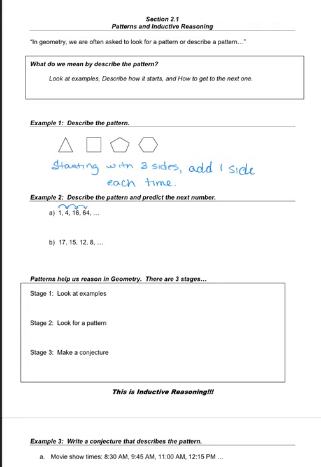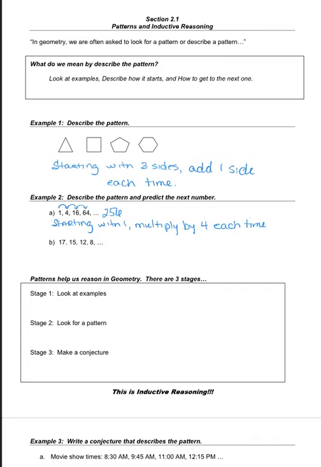If I tried to add, to get from 1 to 4, I add 3. Well, I have to do more than add 3 to get to the next one, so that doesn't work. So what would we have to multiply by? To go from 1 to 4, we multiply by 4. 4 times 4 is 16. 16 times 4 is 64. So that means we're multiplying by 4. In this case, we're going to write starting with 1, we multiply by 4 each time. And to predict the next number, we just take 64 times 4, and we get 256.